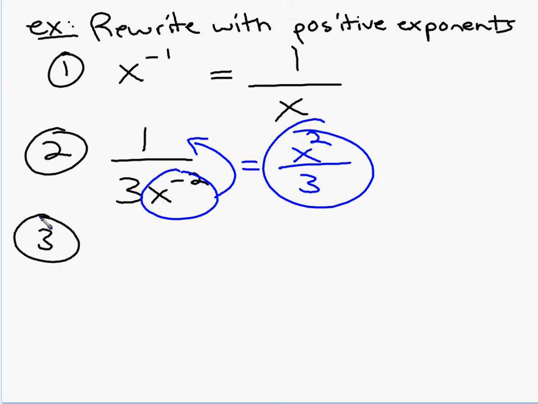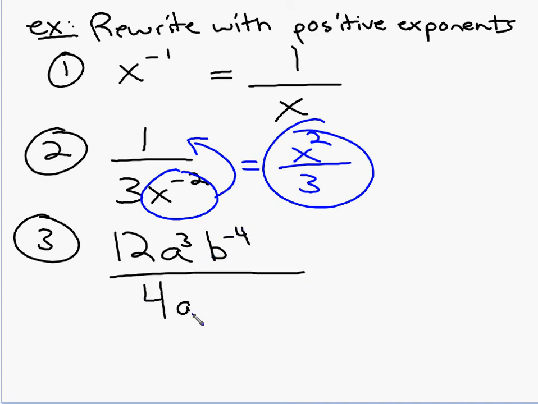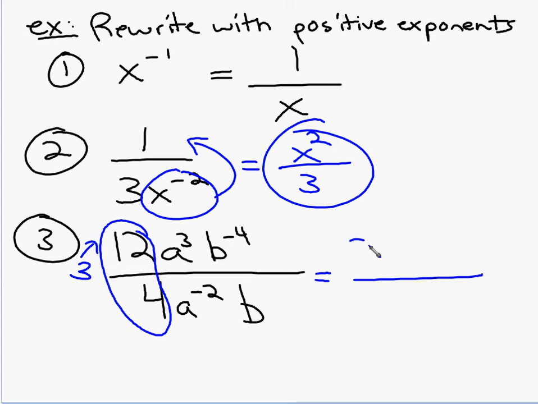Let's make it a little bit more challenging. How about 12a cubed b to the negative 4th all over 4a to the negative 2b, something like that. Well, we've got a little bit of work to do, and we've also got coefficients. This part right here is pretty easy. That's just going to be 3. Where's the 3 going to go? It'll be on top. All right. So I know whatever happens, I'm going to have a 3 up here.